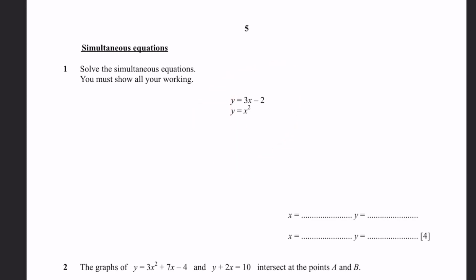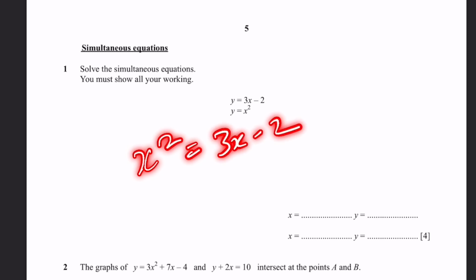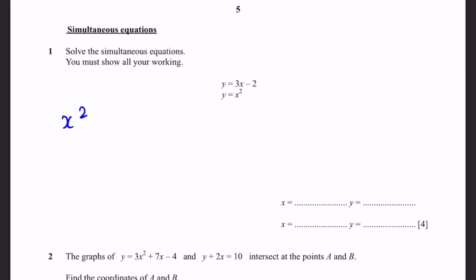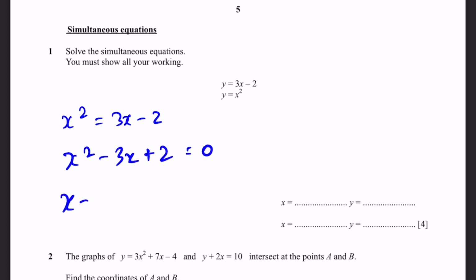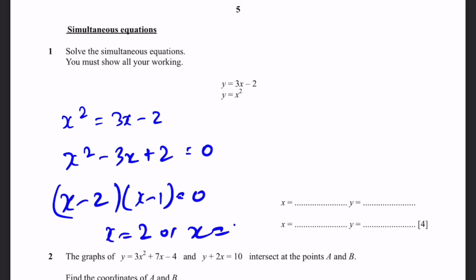The easiest way to solve this is to simply substitute the second equation into the first. So we know y equals x squared, that means x squared equals 3x minus 2. We just remove the y's and these two are equated. So that means x squared minus 3x plus 2 is equal to 0. We can factorize this as x minus 2 times x minus 1 is equal to 0. So x equals 2 or x equals 1.